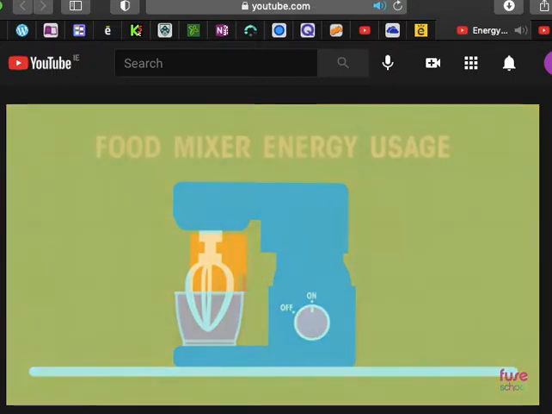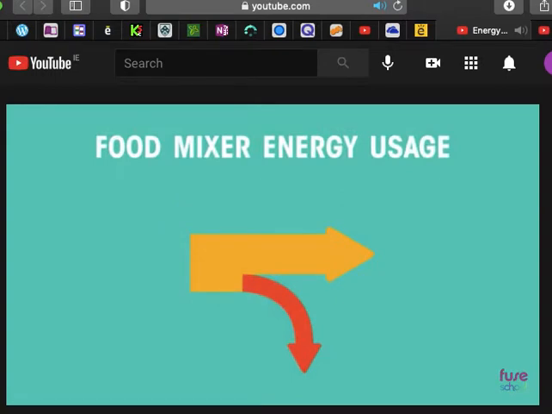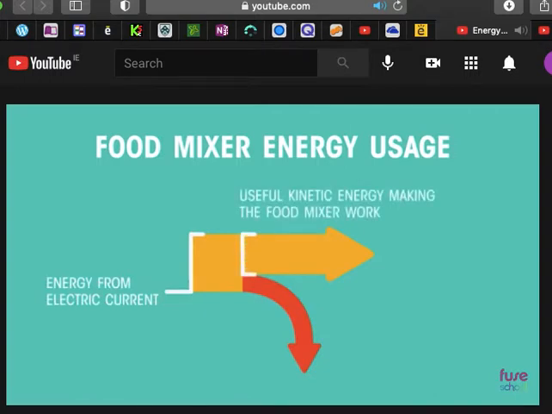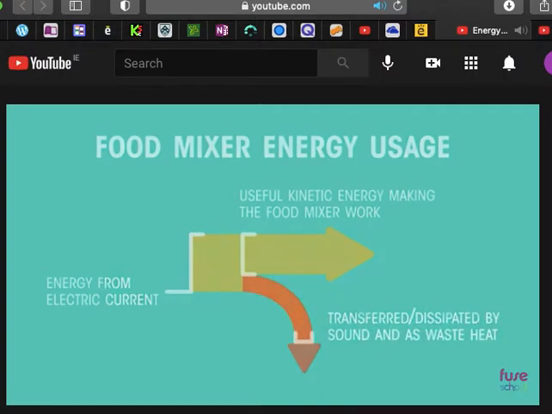We can also draw it like this. The height of the box represents the amount of energy that's put in. The height of the next box represents the amount of useful energy. The width of any boxes pointing downwards represents the amount of wasted energy.